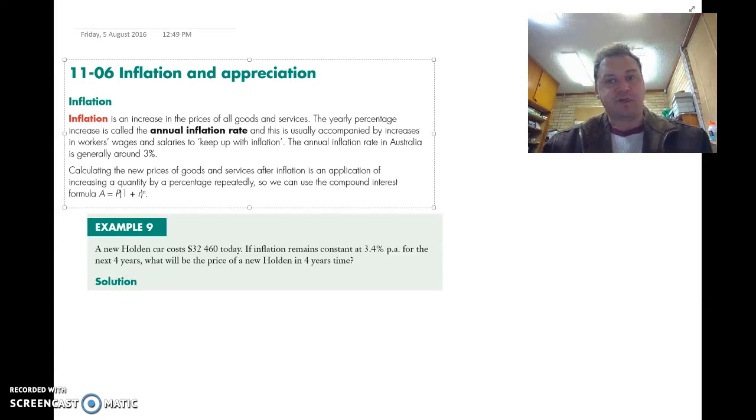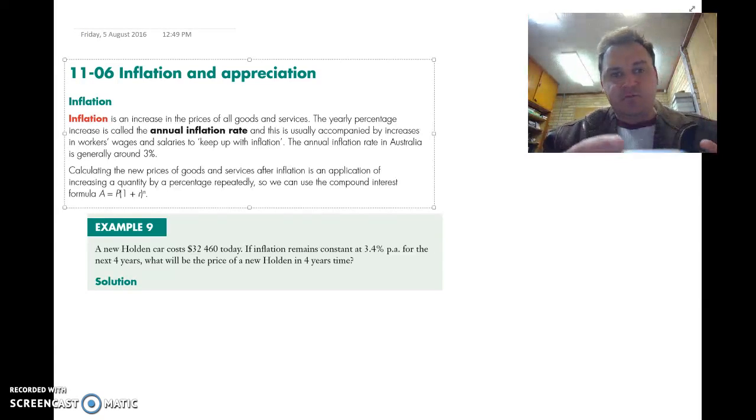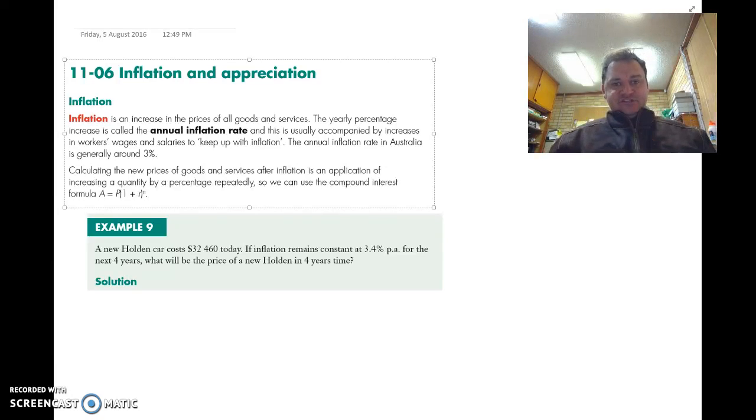Hello, another maths lesson for you today. So we're going to calculate how to apply the compound interest formula to calculating inflation and appreciation.